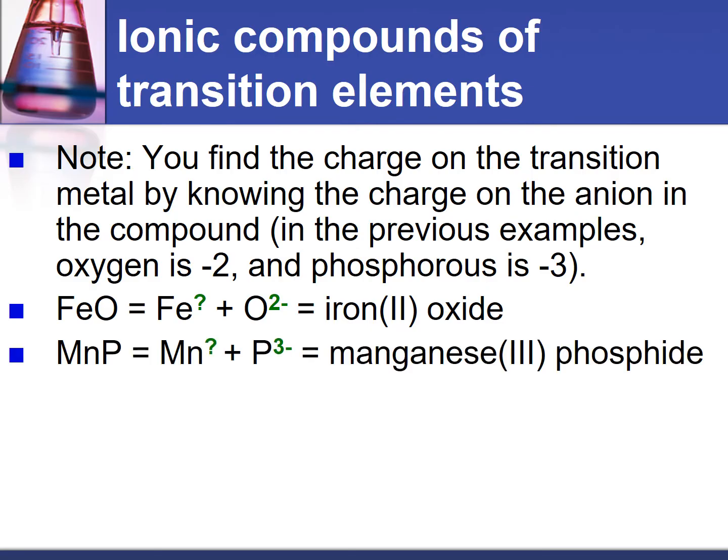In MnP, we saw that we called it manganese 3. How did we know it was +3? It's because phosphide is in column 15. Those anions take on a -3 charge. They gain 3 electrons. If there's a 1-to-1 ratio and phosphide is -3, then manganese must be +3. Manganese 3 phosphide.